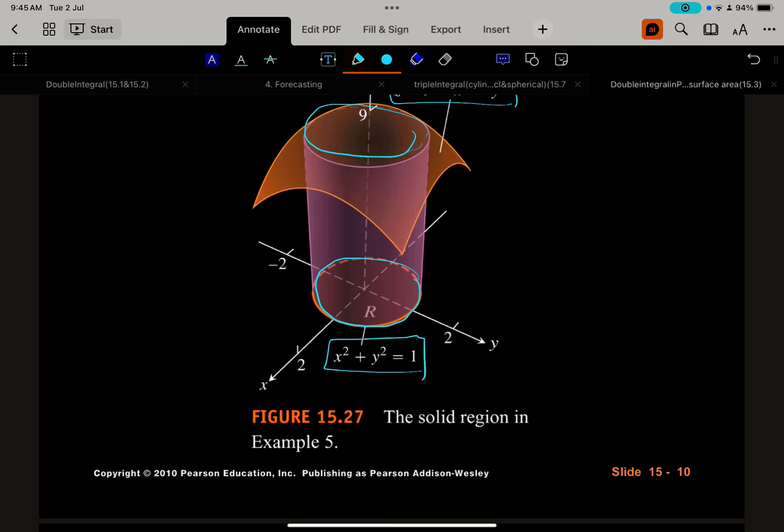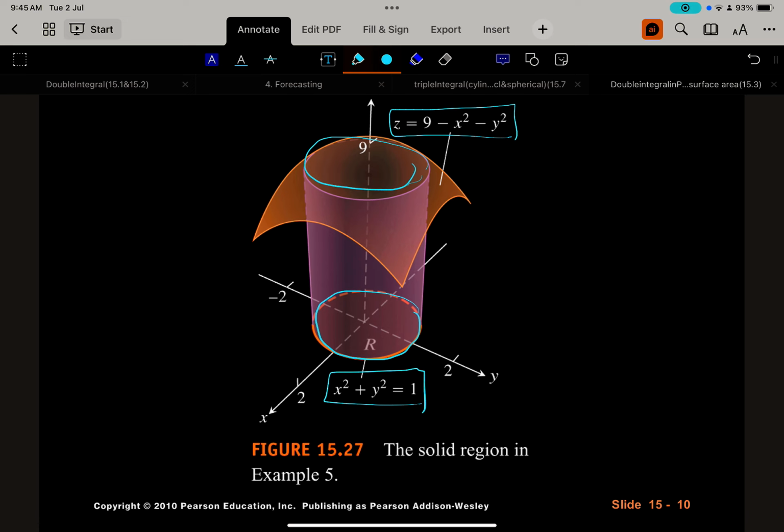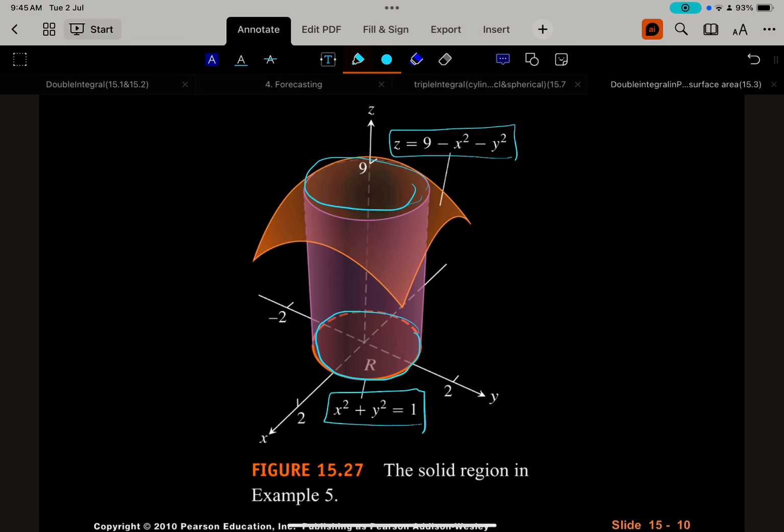So this is the solid region in example 4. Example 5. Okay, so it's kind of a cylinder, but with a conical top. So if I can draw a side view of this, it's going to be something like this. It's not really a straight cylinder; at the top it's like a semicircle, or whatever you can call this.